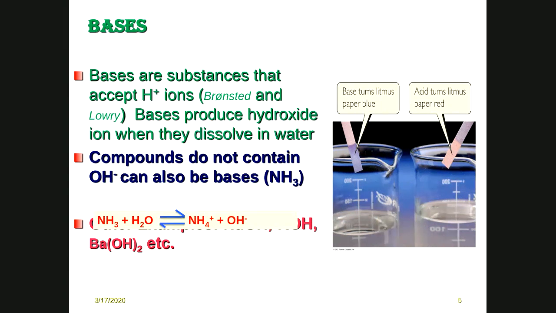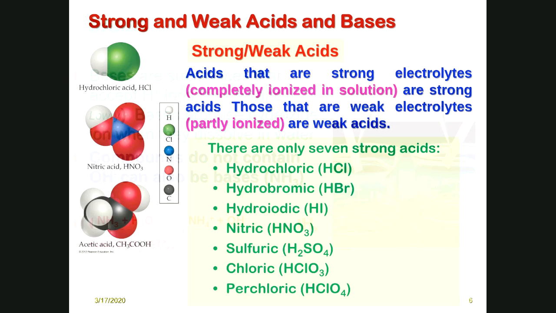Here in the photo, it shows a litmus paper, and shows that when you dip a blue litmus paper into an acidic solution, it becomes red in color, whereas a red litmus paper, when dipped into a base, turns blue. Now we are going to talk about strong acids and weak acids, strong bases and weak bases.